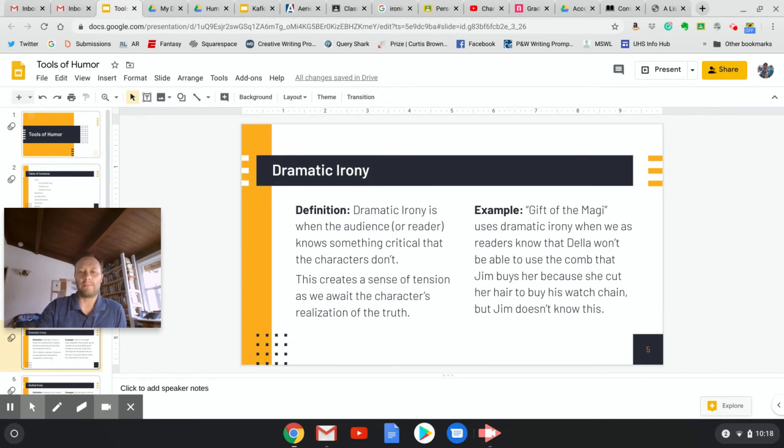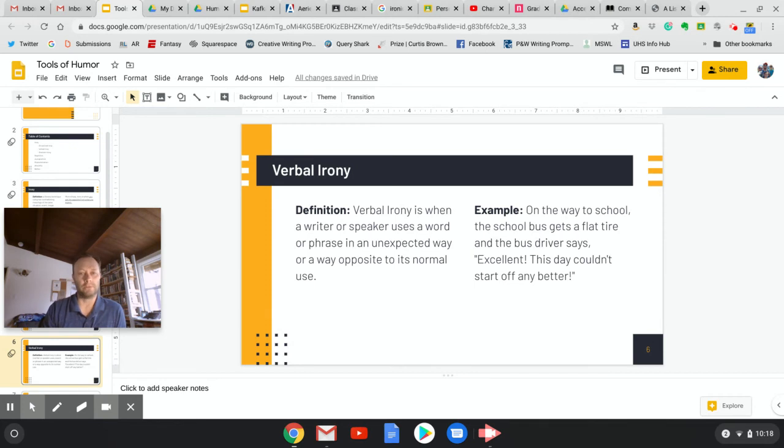Okay. And then the third kind of irony is verbal irony. This is when we use words or phrases in unexpected ways or in ways opposite to the way we should normally use them. So, for instance, sarcasm is a form of verbal irony, right? So like in my example here, on the way to school, the school bus gets a flat tire, and then the bus driver says, "Oh, excellent. This day couldn't start off any better," right? So he's using the word excellent and the word better in the opposite ways from what they normally mean, right?